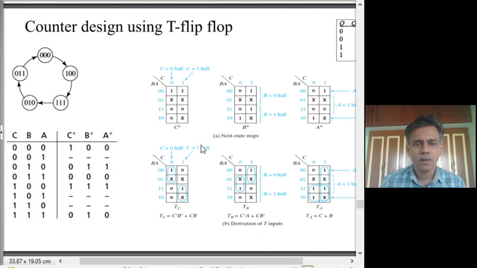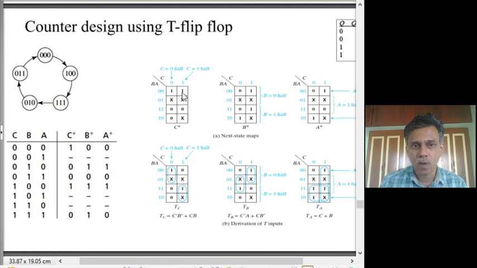Clear? Now we look at the case of the C is equal to 1 half. Again, whenever the output is irrelevant, the excitation is also irrelevant. So these two X's can simply map to corresponding X's in the TC K-map. Now here C is equal to 1, and C plus is 1, which means both are 1, there is no toggling, and therefore TC is equal to 0.